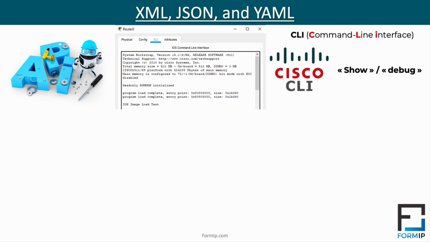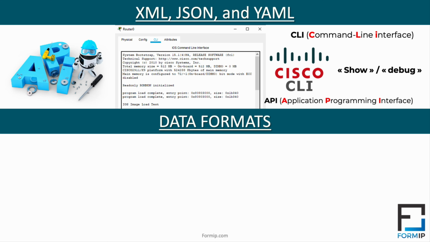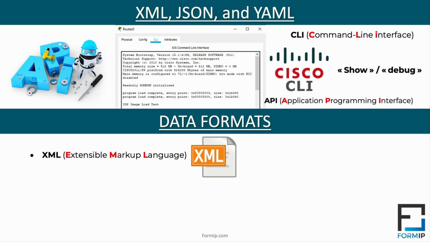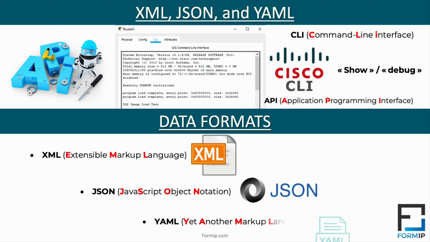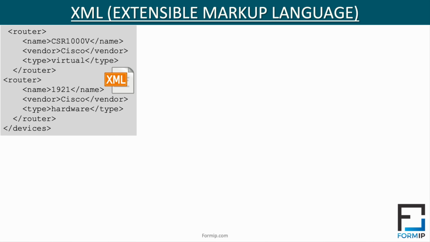The alternative to the CLI to configure network devices is to use application programming interfaces. These are called APIs, Application Programming Interface. APIs use data formats to exchange information. In this course, we're going to look at the most popular data models and structures. APIs often use three very common data formats, which are XML, Extensible Markup Language, JSON, JavaScript Object Notation, and YAML, yet another markup language. We will detail all of these three formats, starting with XML.